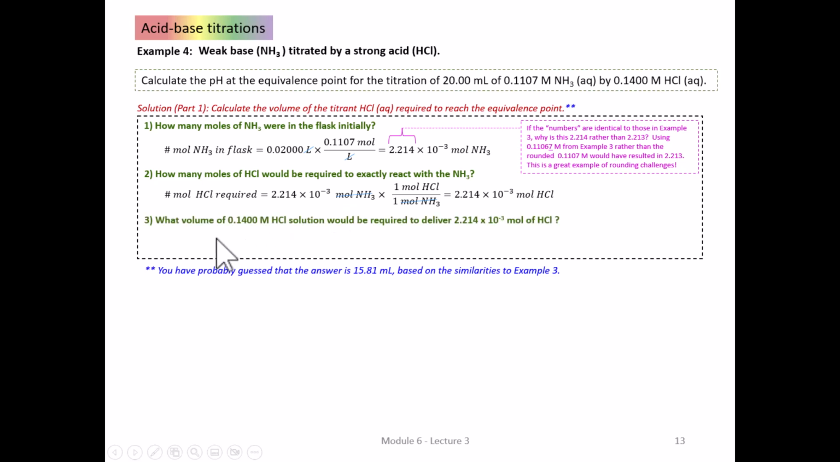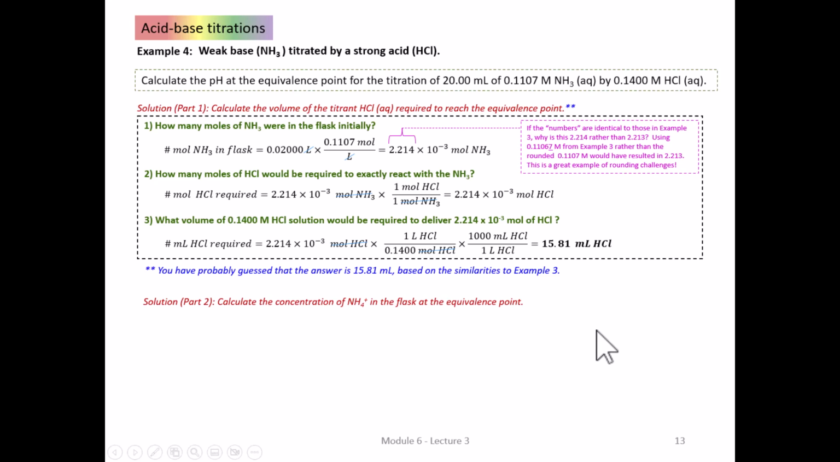And finally, what volume of that 0.1400 molar HCl solution would be required to deliver 2.214 times 10 to the minus 3 moles of HCl? We can get this by taking the number of moles that we need to deliver times the reciprocal of the HCl concentration. That would leave us with liters of HCl, which we then convert to milliliters, and we'd end up with 15.81 milliliters of HCl being required from the burette.